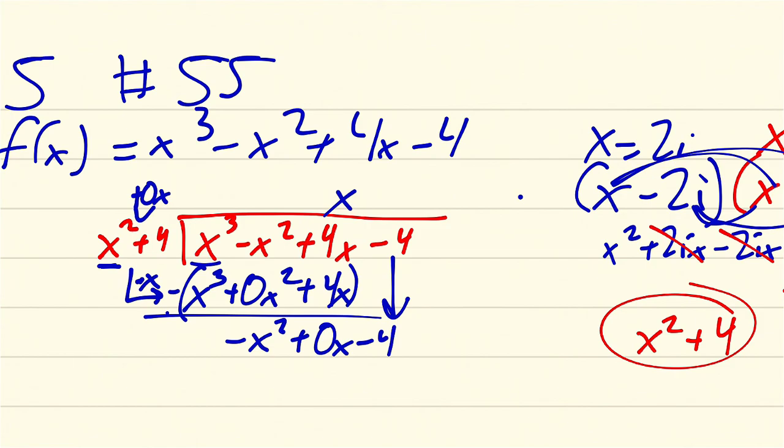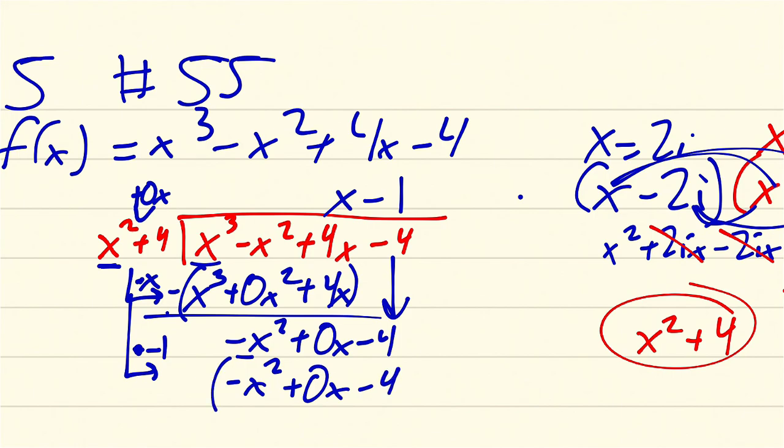So now we go repeat ourselves. X squared times what gives us negative x squared? It's a negative 1. So we're going to multiply this whole thing by negative 1. So x squared times negative 1 is negative x squared. That 0x, the missing term, times negative 1 is, well, 0x still. And 4 times negative 1 gives us negative 4.